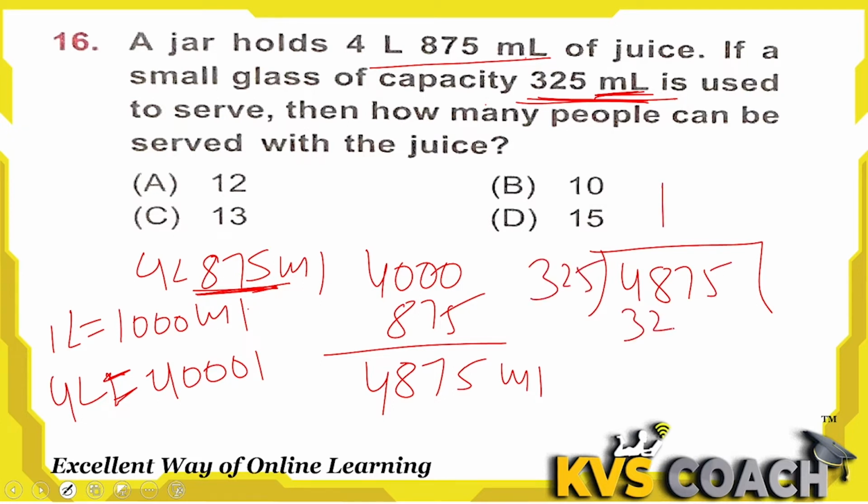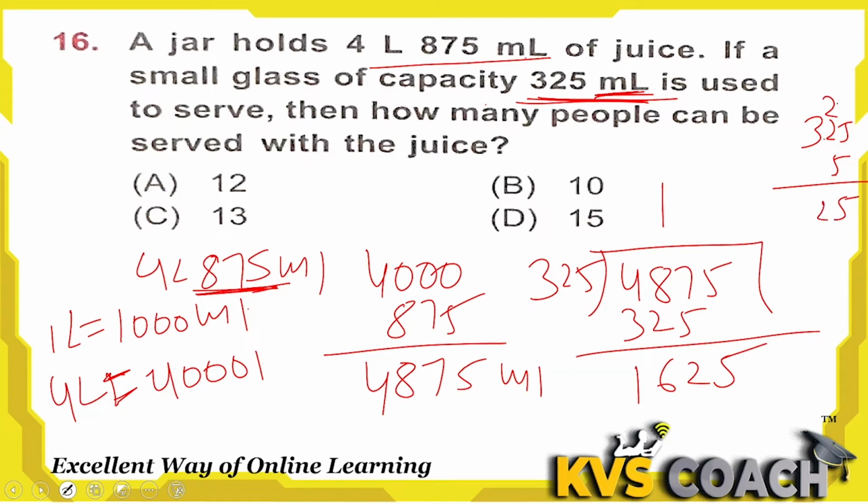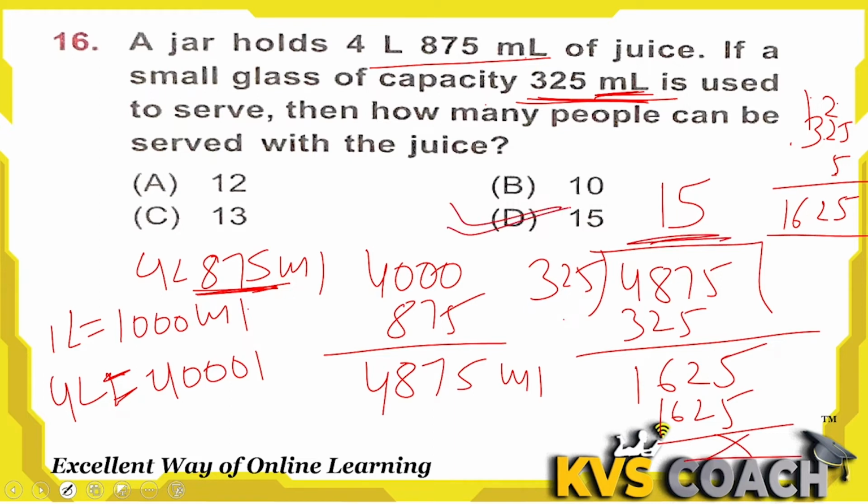325 ones are 325. So this is 2, 8 minus 2, 6, and this is 1. Now 5 is carrying from here. So 325 5s are, that is 25, 2, 5 is a 10 plus 2, 12, carrying 1, 5 is 15 plus 1, 16. So it means 325 5s are 1625. So the right answer is 15 glasses can be filled with this juice. Okay, D is the right answer.